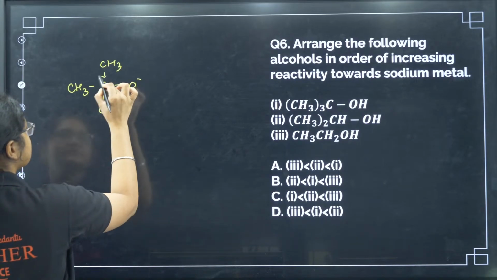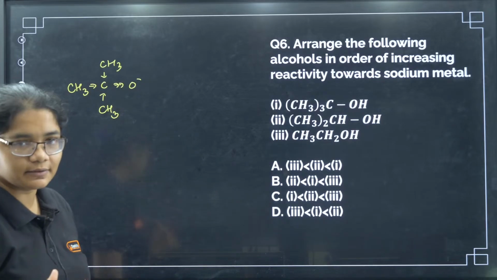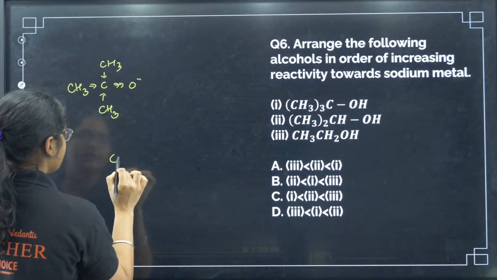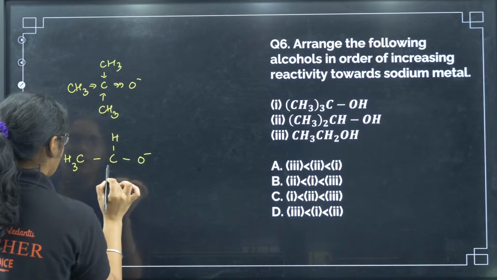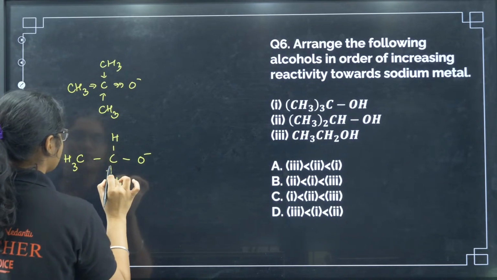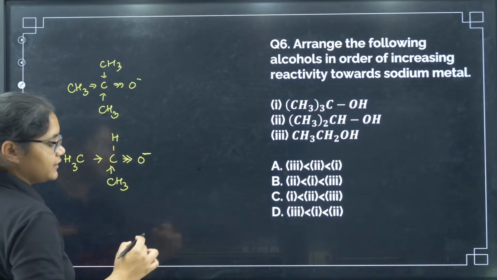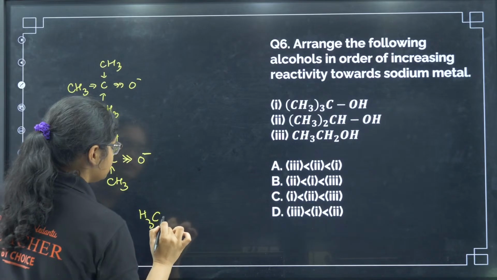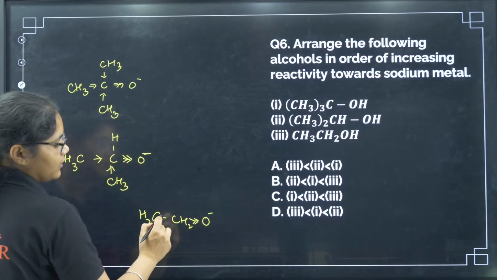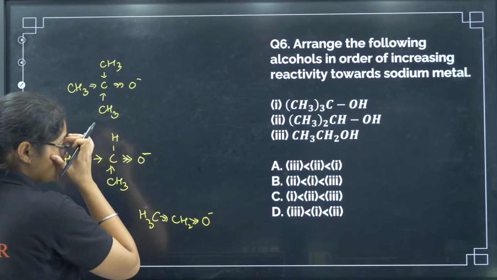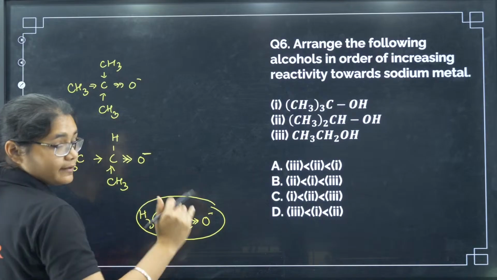So what will these CH3 do? They will donate electrons and O minus will become more and more unstable. Next, if you see CH, O minus, CH3 and CH3, now this one will donate electron, right? So these all will donate electron and the charge will increase here. Next, if I see CH3, CH2, O minus, here only this one carbon is donating, or I can say two carbons are donating. So in this case, the stability will be highest of this oxygen because negative charge is less.